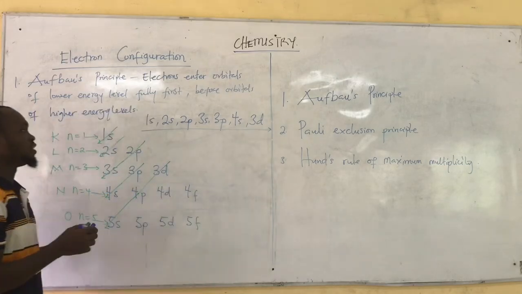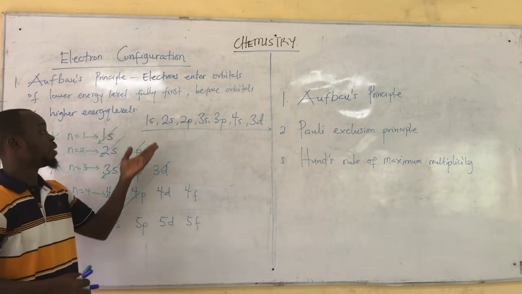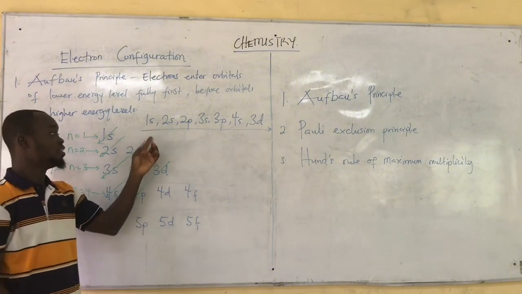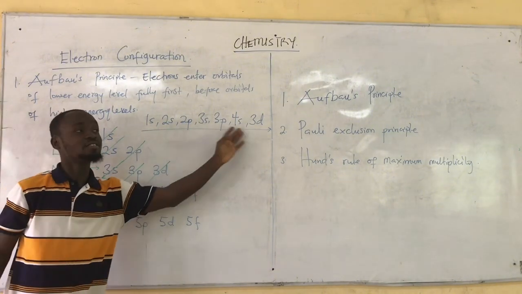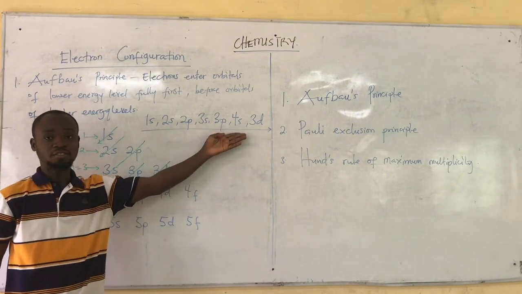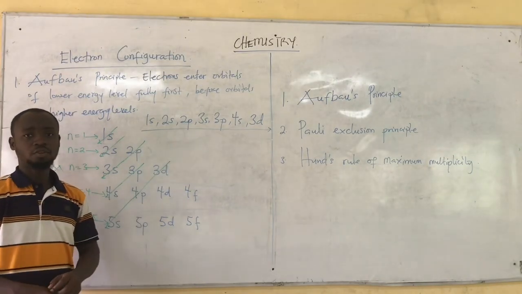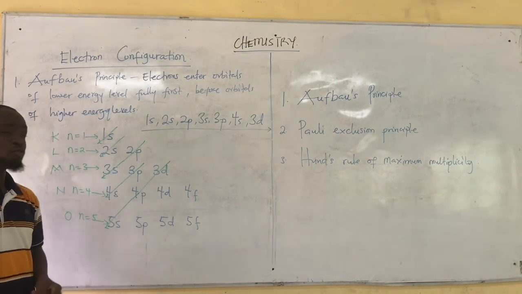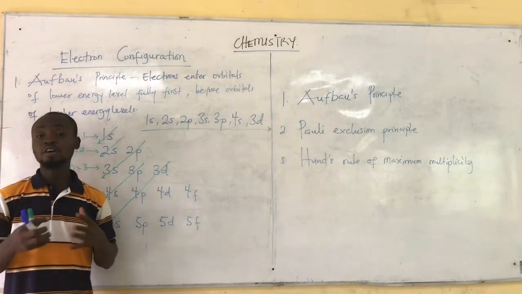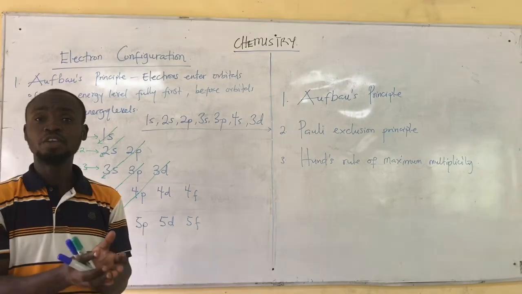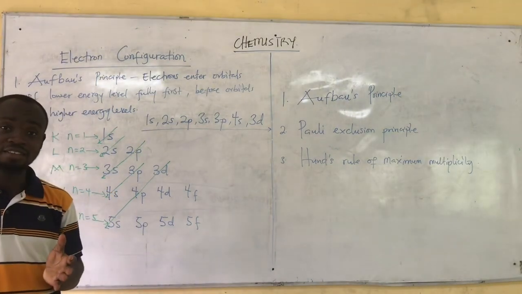So this is how we are going to arrange electrons in these orbitals. And the electrons must be arranged in these orbitals based on this arrangement. This arrangement corresponds to the Aufbau principle. With the Aufbau principle, we can only fill electrons in an orbital from the lowest to the highest based on their energy levels.